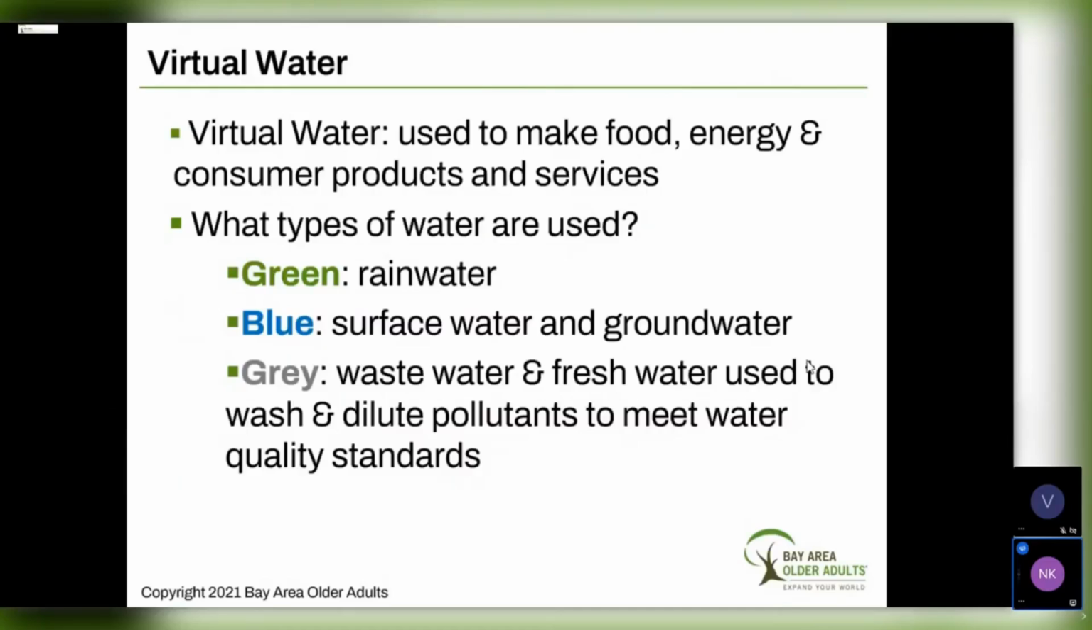Virtual water accounts for the amount of water that goes into making the food and products you use. Virtual water may be green, it may be blue, or it may be gray, depending on whether it is rainwater, whether it is surface or groundwater, or if it is water that is added to wash and dilute pollution in industrial processes.